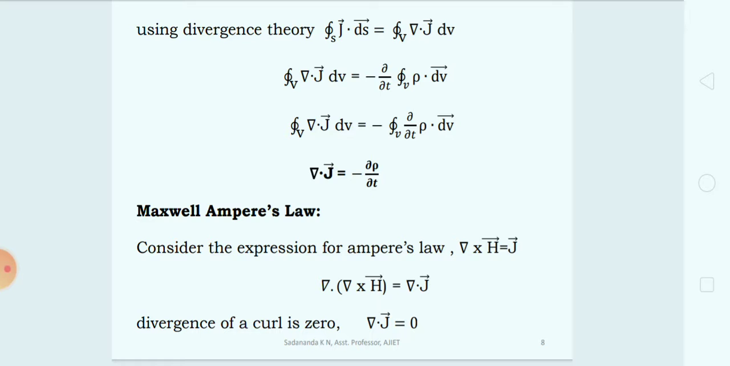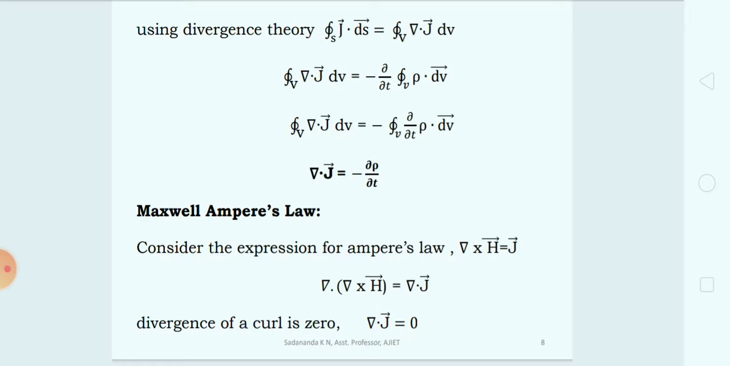By considering Ampere's circuital law, he proved that some correction is necessary to complete this expression. He took his expression, curl of H is equal to J, and took the divergence of that, that means divergence of curl of H is equal to divergence of J.